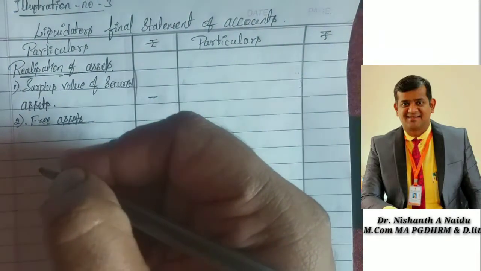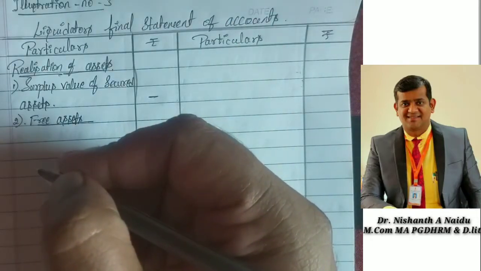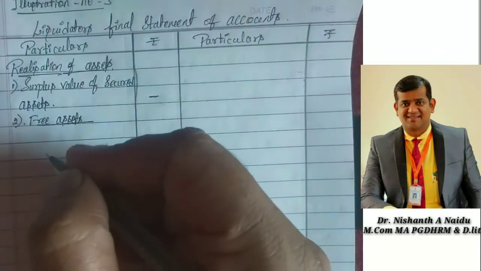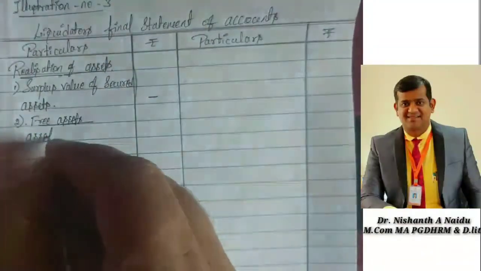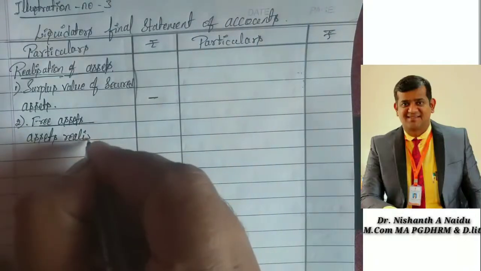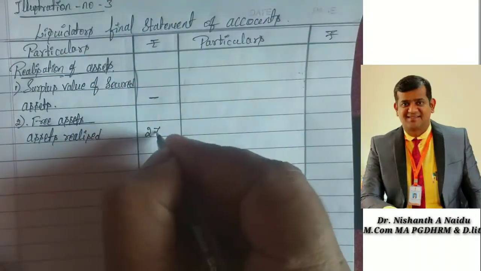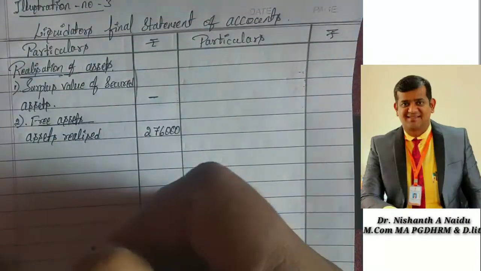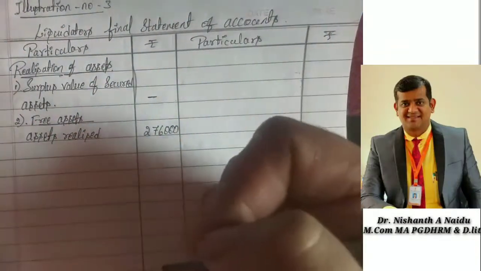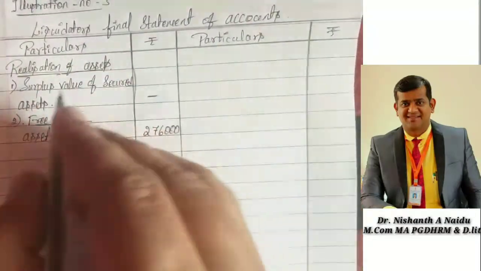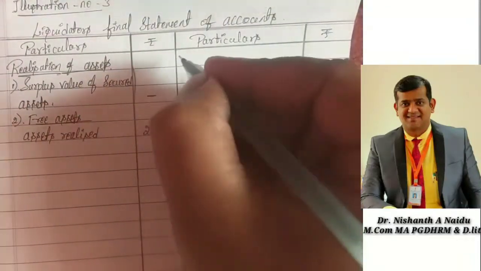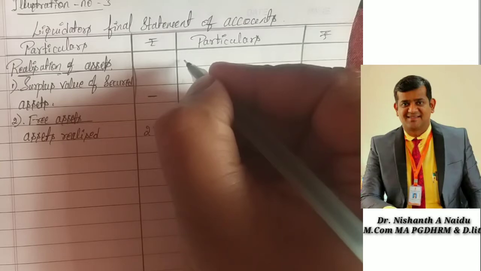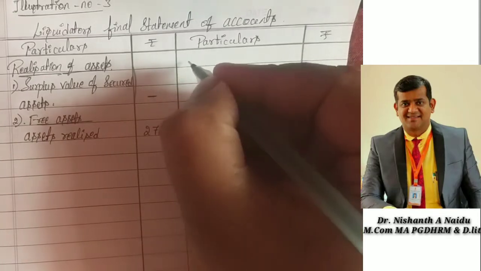They are telling the assets realized: 2,76,000. So directly it has given assets realized for rupees 2,76,000, so I am taking assets realized directly at rupees 2,76,000. Now when we write the first point, surplus value of secured asset, the same way we are going to write here always. This is going to be your first point on the credit side, that is secured creditors.